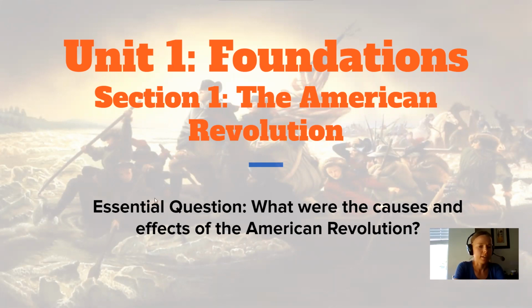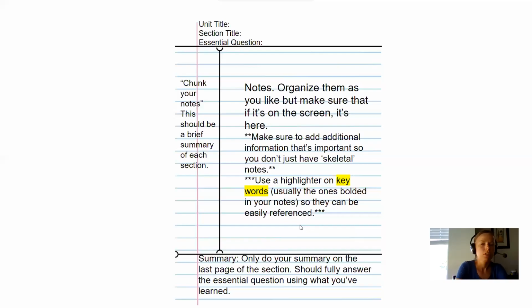And then you're going to write the essential question, or it's the EQ. You will write, what were the causes and effects of the American Revolution? So that's the top part.